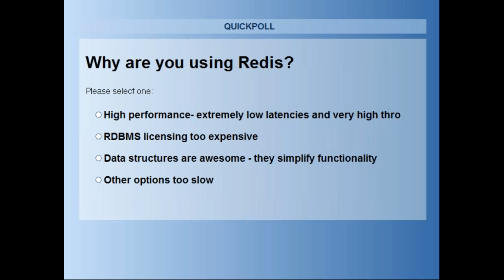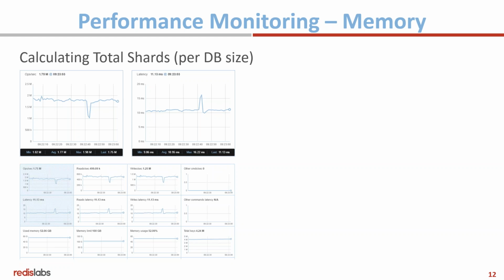So moving on. How do you calculate the total number of shards? Before I get into that, I want to give you a quick example here. As you can see, and I've used this screenshot quite a few times in the past, I have 1.75 million operations per second with about 11.13 latency, right? And you can see I have about 1.25 million writes per second happening with about 500K reads. So this is a very write-intensive database that I've created. I have about 52 gigs of memory, about 4.24 million keys. Now this is basically on a single shard.